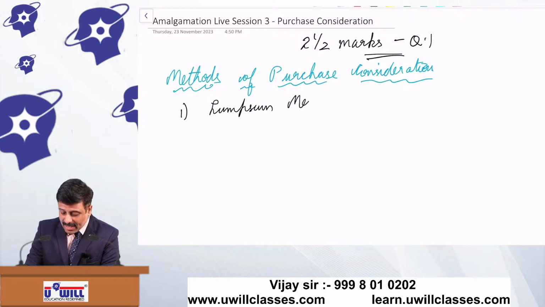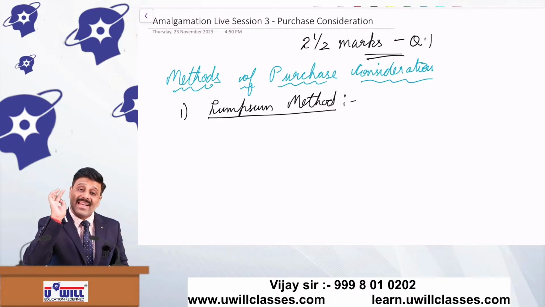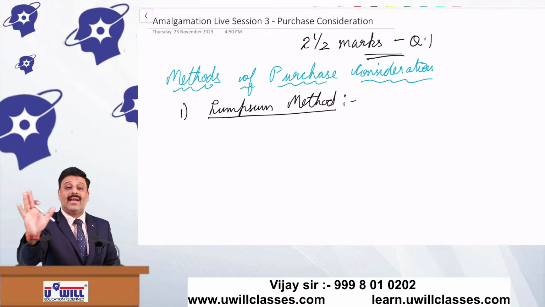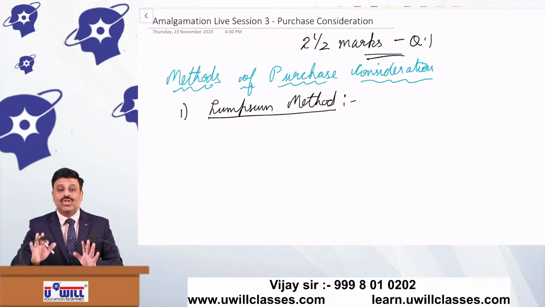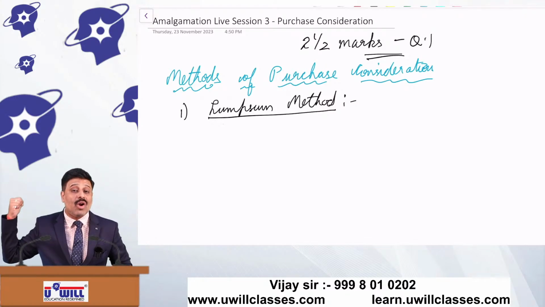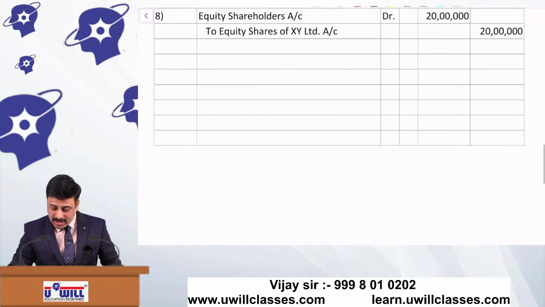Now the lump sum method means that in this method the purchase consideration amount will be directly given to you, and how the payment is to be made will also be directly given to you. In short, everything will be given. We don't have to make any workings. We don't have to find anything, like the question we solved yesterday.